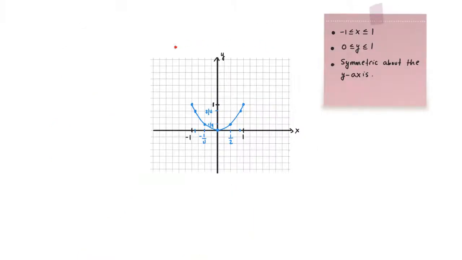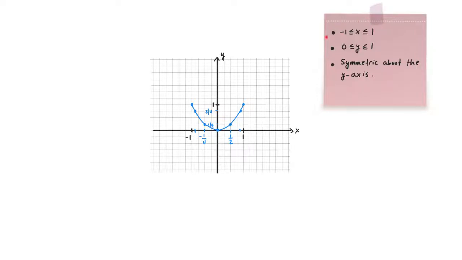I want you to notice here that I plotted all of the points that we had in the previous table, all of those points over here, and then this is what I ended up getting. I ended up getting something that looks like a parabola, but it doesn't extend forever, and that's not surprising. It shouldn't be surprising to us.